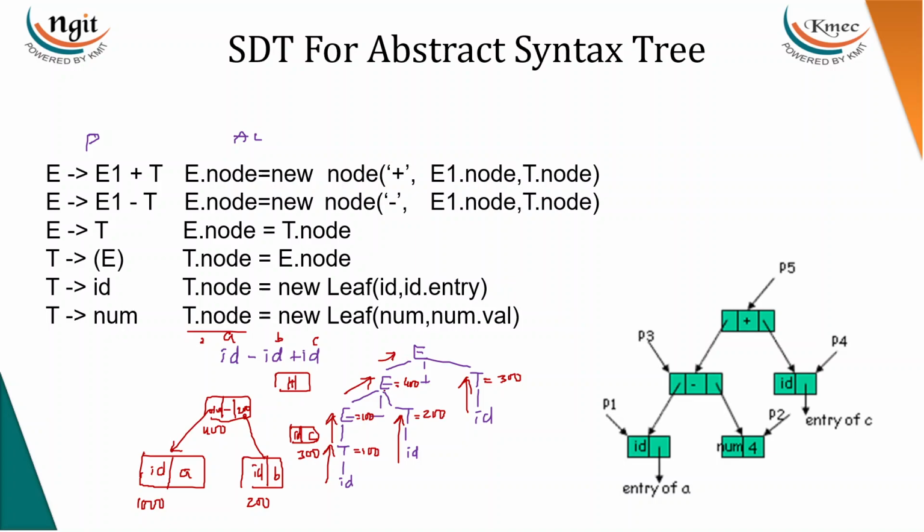Then the child, this one, the E minus node we have created for this, so the 400 will be stored here, then the pointer to this. In the same way, T dot 300. See, whatever parse tree we got here will be generated. So this is about the abstract syntax tree.